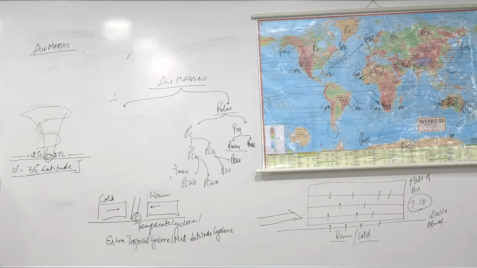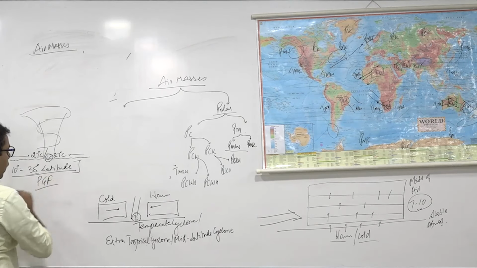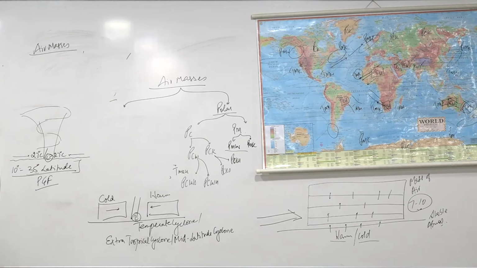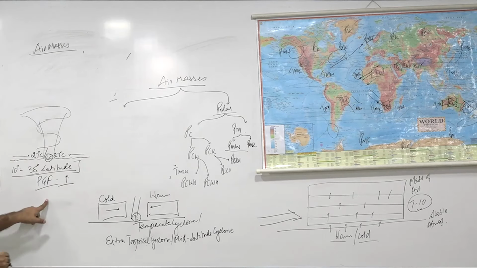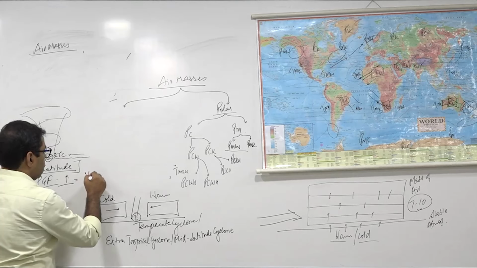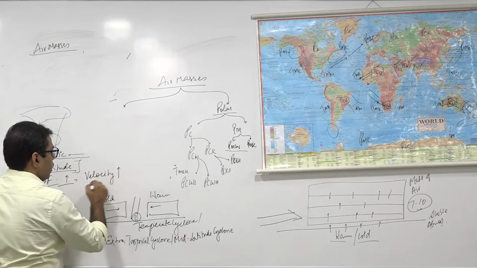Up here the temperature is more. So the pressure is excessively low. So the pressure gradient force will be high or low? Definitely it will be high. So if the pressure gradient force is high, wind velocity will be high or low? High, because pressure gradient force is high. So that wind velocity also will be high.